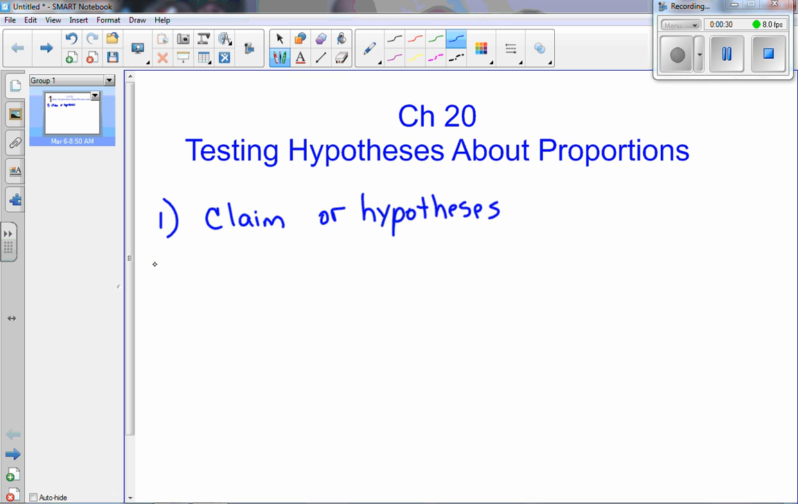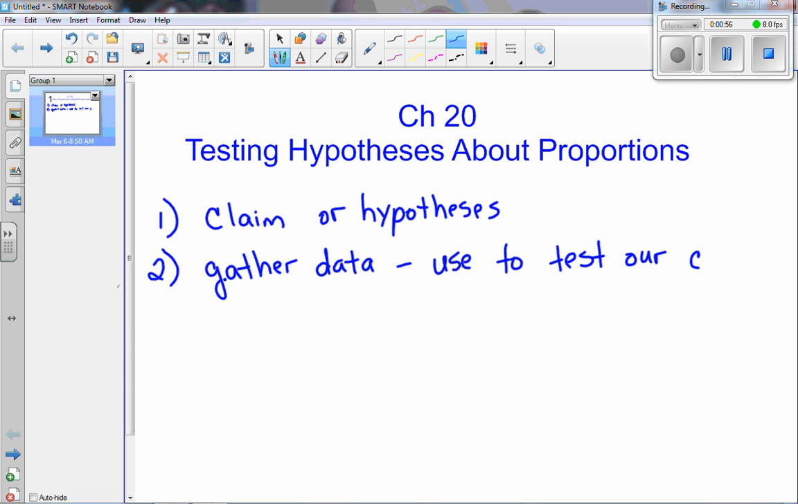The second thing we're going to have to do is gather our data. And a lot of times in this case we're going to have the data provided for us. So when we gather our data, we're going to use that to test our claim. Again, very similar to what you do in a science class if you were doing some kind of experiment.